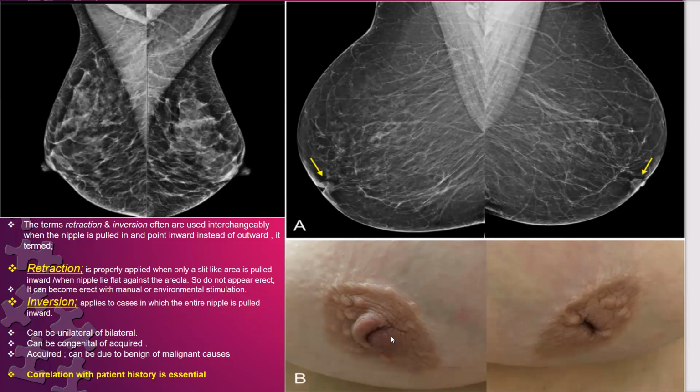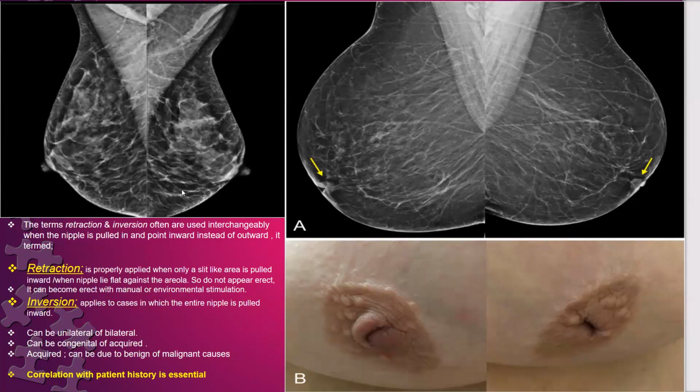When the whole nipple is getting pulled inward, they call it inversion. But at the end, retraction and inversion are used interchangeably. It can be unilateral, bilateral, congenital, acquired, benign, or malignant. It depends upon the history.